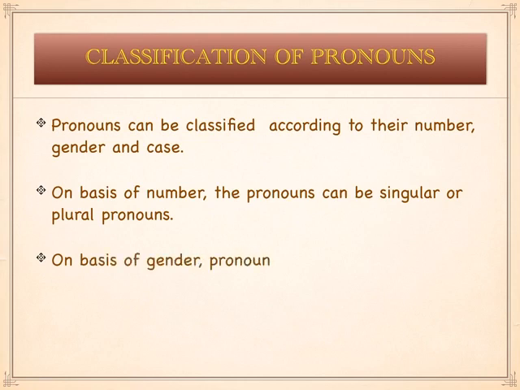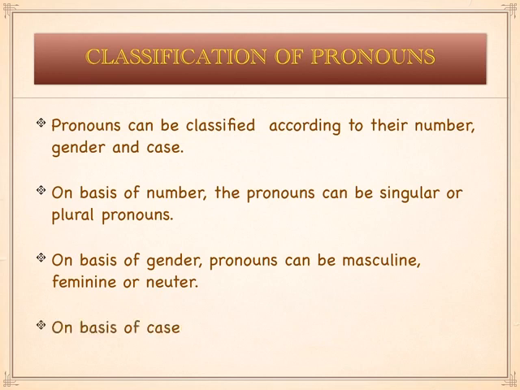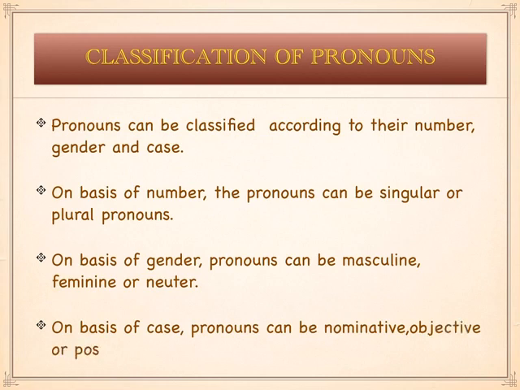On the basis of gender, pronouns can be masculine, feminine, or neuter. For example, I, it can be masculine or feminine. He is a masculine pronoun and she is a feminine pronoun. And it and they are neuter pronouns. On the basis of case, pronouns can be nominative, objective, or possessive. For example, I is a nominative pronoun and me is an objective pronoun and mine is a possessive pronoun.